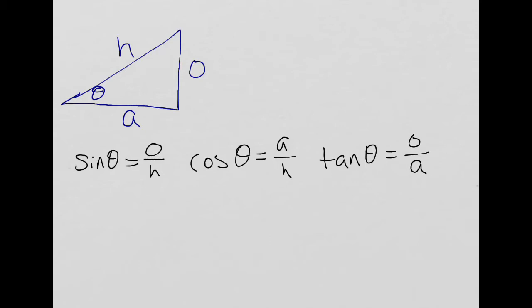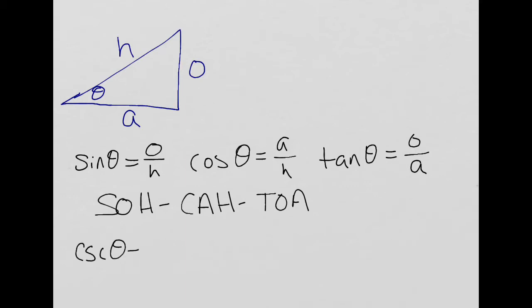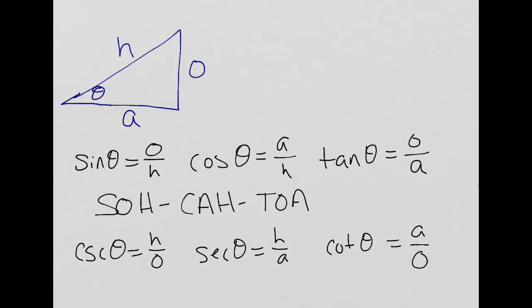Or the way that I always learn to remember these things, SOH-CAH-TOA. The sine is the opposite over the hypotenuse. The cosine is the adjacent over the hypotenuse. The tangent is the opposite over the adjacent. And we can use our knowledge of trig functions from section 5 to get that the cosecant of theta is hypotenuse over opposite. The secant of theta is hypotenuse over adjacent. And the cotangent of theta is adjacent over opposite.